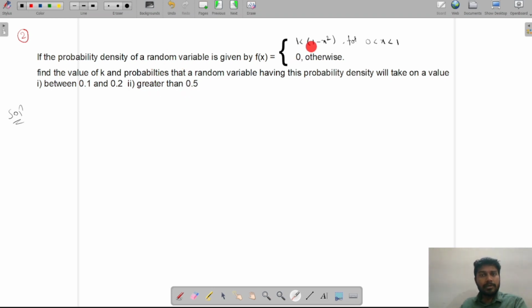Let's discuss briefly about the given function f of x. See, this f of x has two functions. One function is k of 1 minus x square and one more function is 0. And this k of 1 minus x square, can I say, will exist when the value of x is from 0 to 1. Then when will this f of x equal to 0 happen? That is my question. Can anyone guess?